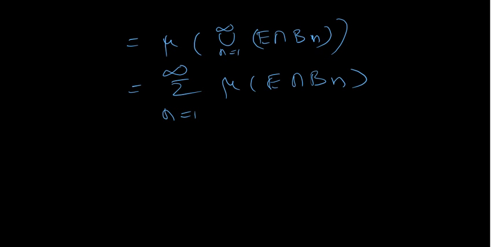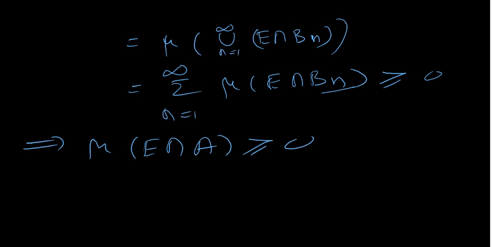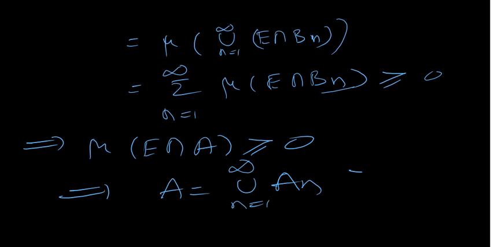Now since Bn is a positive set, mu of E intersection Bn is greater or equal to 0 for every member of sigma. So it's actually a sum of non-negative numbers. The sum is also non-negative. It's greater or equal to 0. Which means that mu of E intersection A is greater or equal to 0. So that means this A, which is the union of An, n runs from 1 to infinity, is a positive set. So a countable union of positive sets is again a positive set.